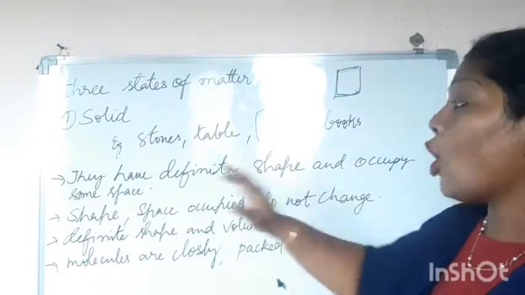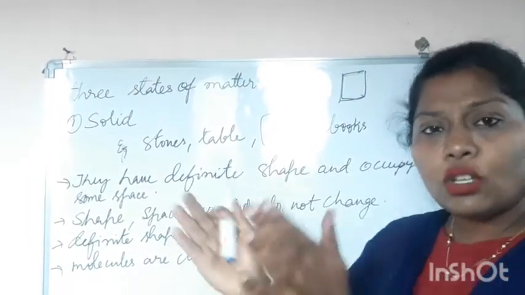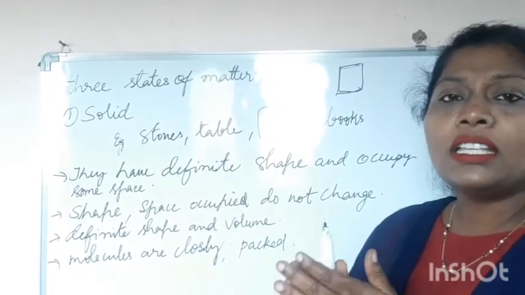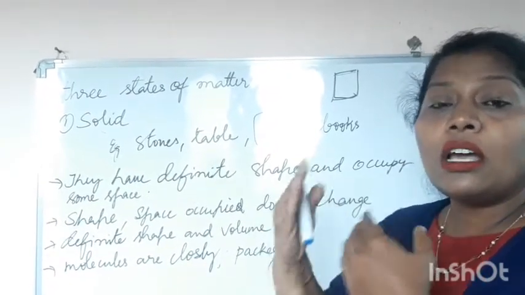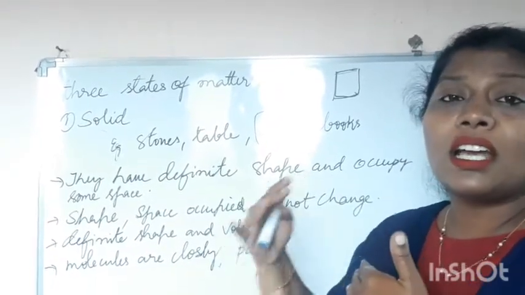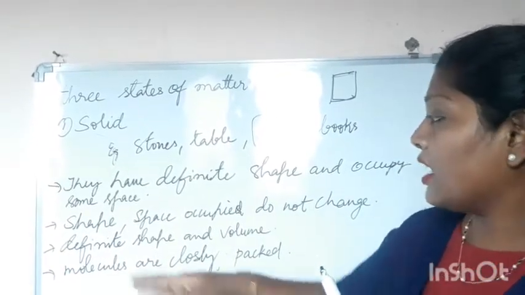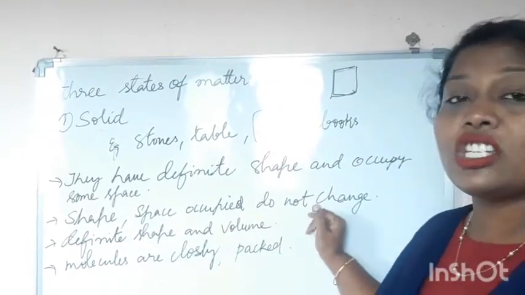ఓకే, అండ్ ఆక్యుపై సమ్ స్పేస్. వాటిని ఎక్కడైనా ప్లేస్ చేసామనుకో అవి కొంత స్పేస్ తీసుకుంటాయి. అవునా? They have a definite shape and a definite volume. The space occupied by the thing or the matter is called its volume. So definitely the shape is there, and the space occupied does not change.